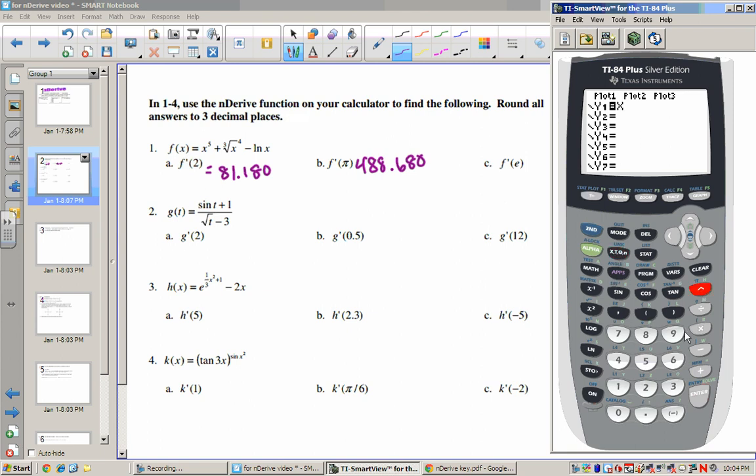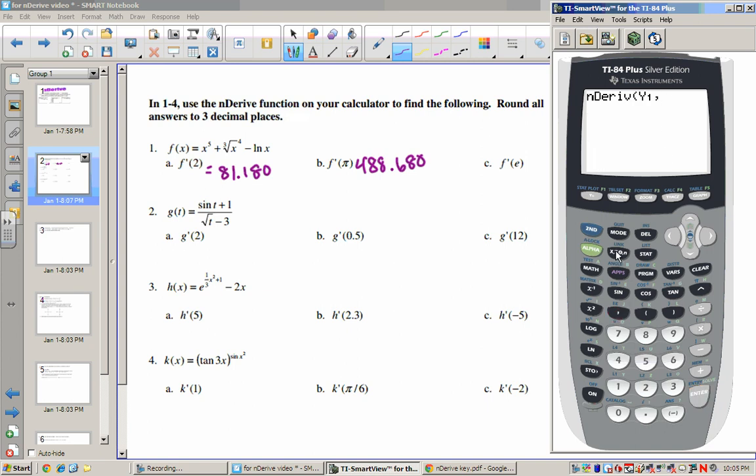So I can do x to the 5th, and then I've got plus x to the, I need parentheses here because I'm in this format, to the 4/3 minus natural log x. And now, when I do it here, I'm going to clear this. I'm going to hit Math 8. And now, watch: vars, yvars, function, y1. So I don't have to type the whole thing in there.